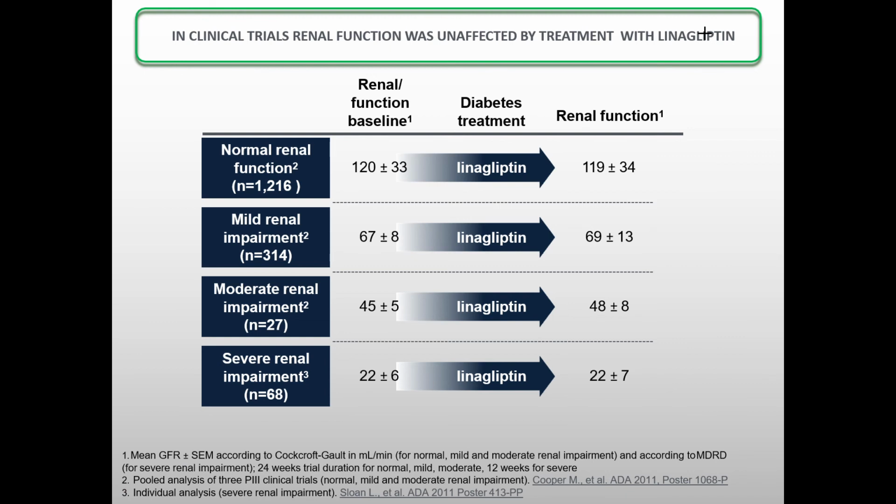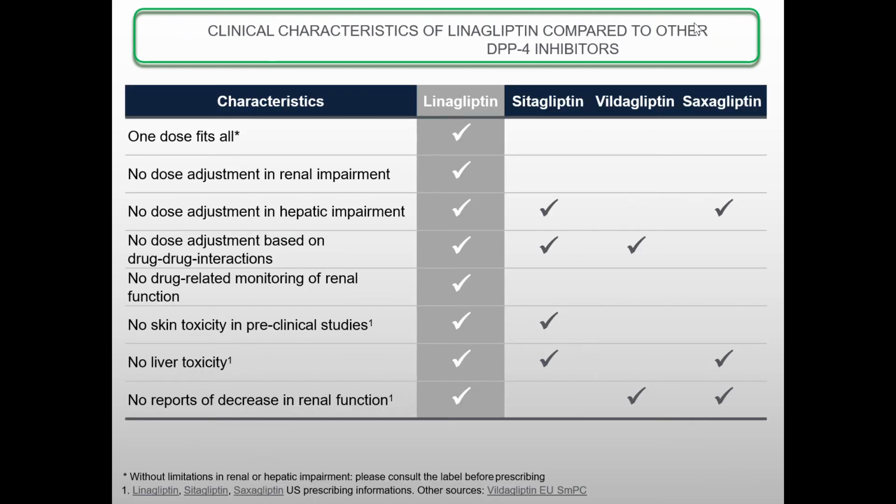Now this slide shows that if a patient has taken linagliptin for 6 months, their GFR remains unchanged. As we can see here, the eGFR before taking linagliptin is 120, and after taking linagliptin it remains almost the same, that is 119, in a patient with normal renal function. Similarly, for mild, moderate and severe renal impairment, the eGFR remains almost unchanged. So it is pretty safe in kidney patients. It does not cause much change in eGFR values.